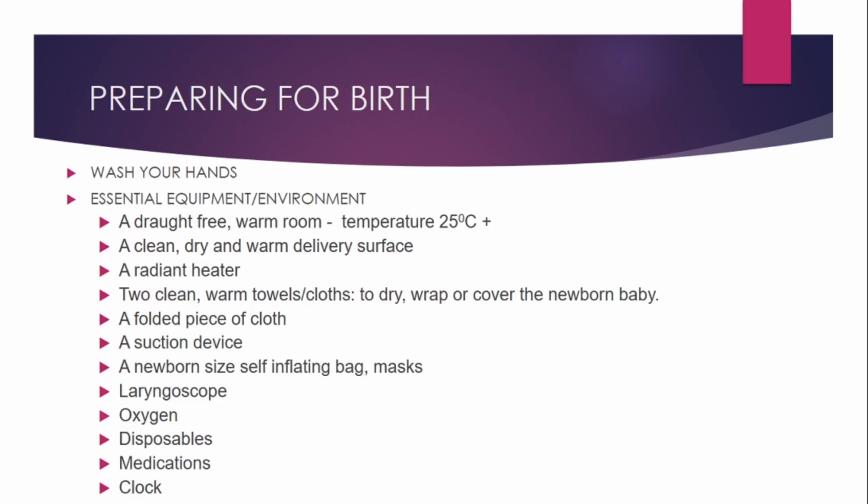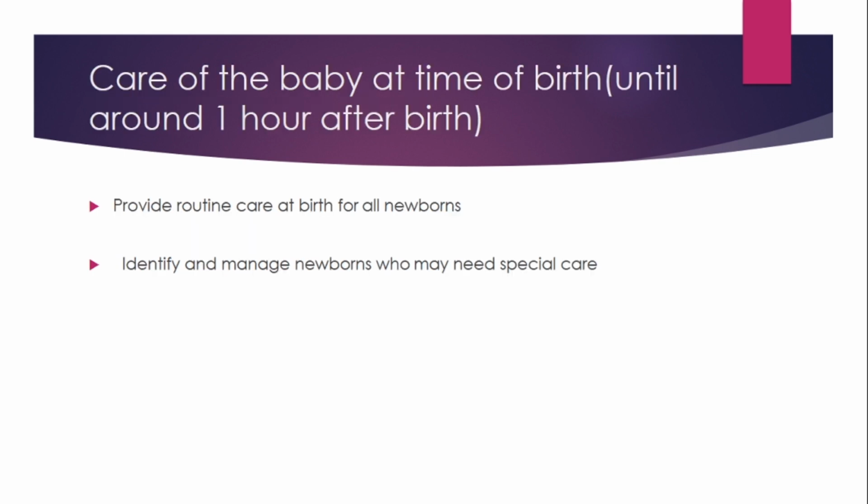Then now, preparing for birth. How do you prepare for birth? Because you don't wait until you give birth to the child before you start practicing essential newborn care. You wash your hands, then essential equipment and environment have to be ready: a draft-free, warm room, temperature at least 25 degrees Celsius, a clean, dry, and warm delivery surface, a radiant heater, 2 clean, warm towels, clothes to dry, wrap or cover the newborn, a folded piece of cloth, a suction device, laryngoscope, oxygen, medications, and even a clock.